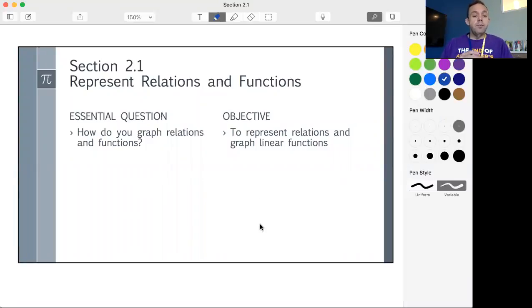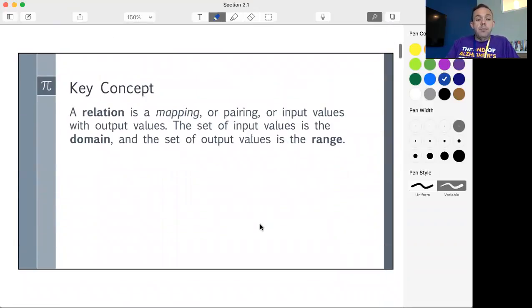Hello, so this video is about section 2.1, representing relations and functions. The essential question is, how do you graph relations and functions? Our objective is to represent relations and graph linear functions. All right, so we have a key concept.